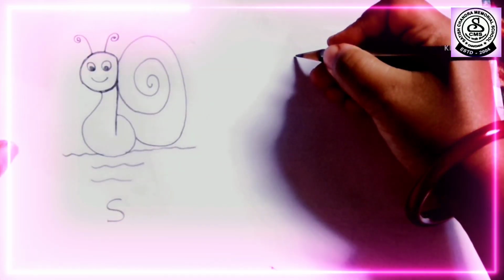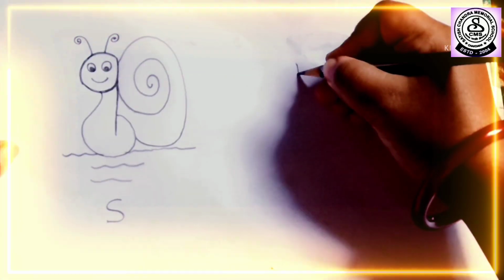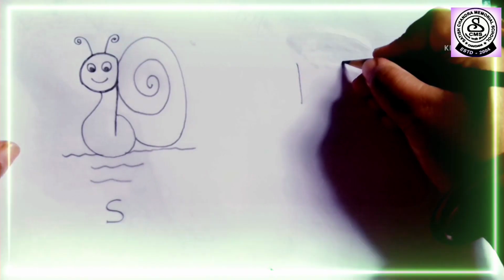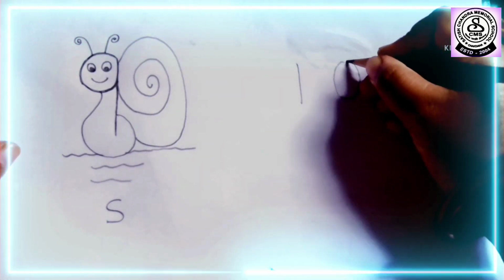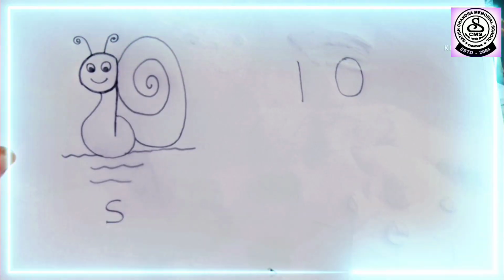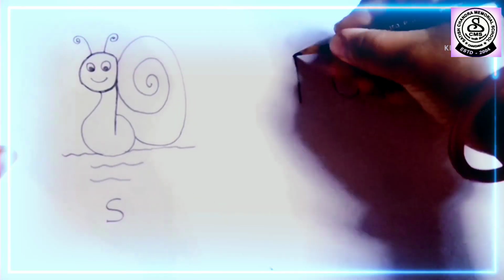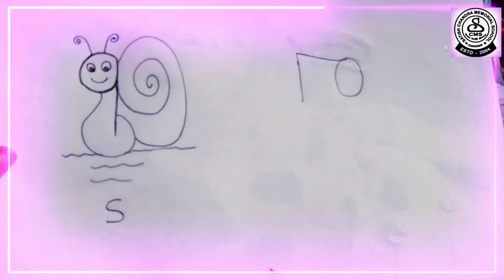Let's write here number 10. 1, 0, 10. Isn't it? Now what will we do? We are going to join from here like this.